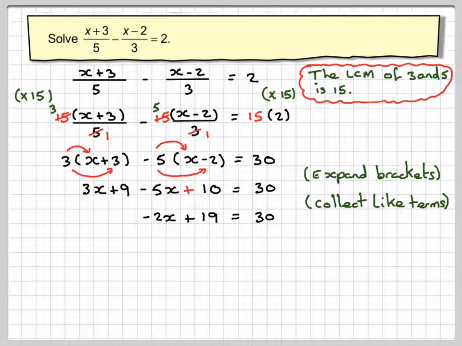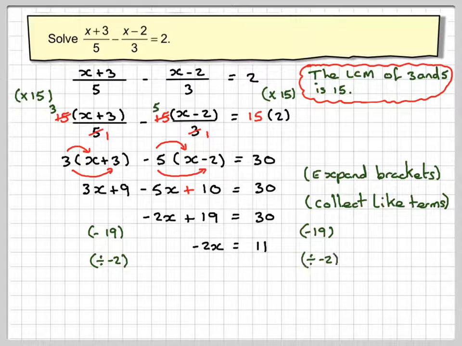Take 19 from both sides, so that's just going to leave me with minus 2x on that side, and 30 minus 19 gives me 11. Dividing through by minus 2, we're going to get that x is equal to minus 5.5.